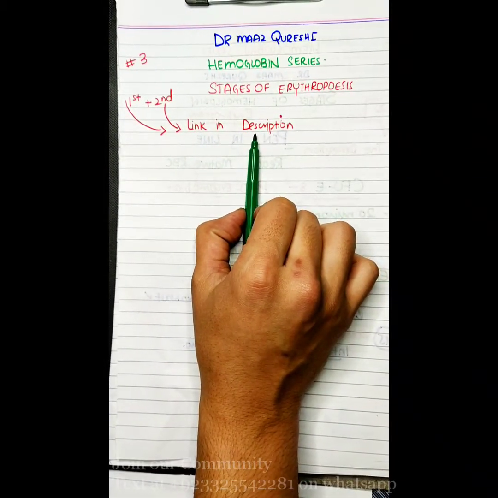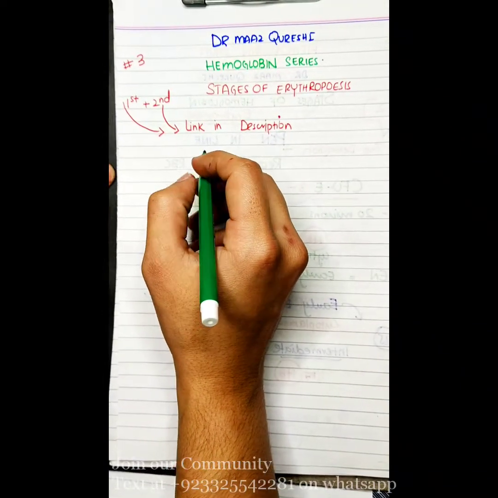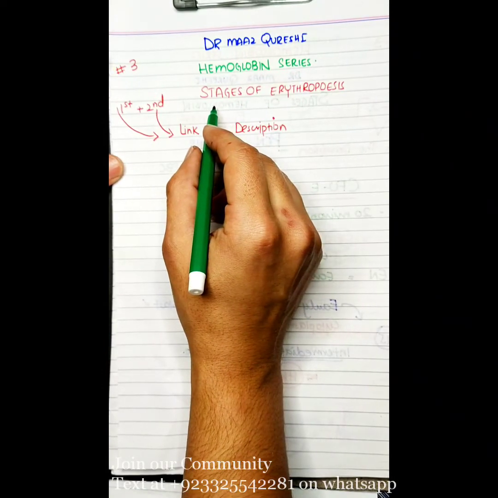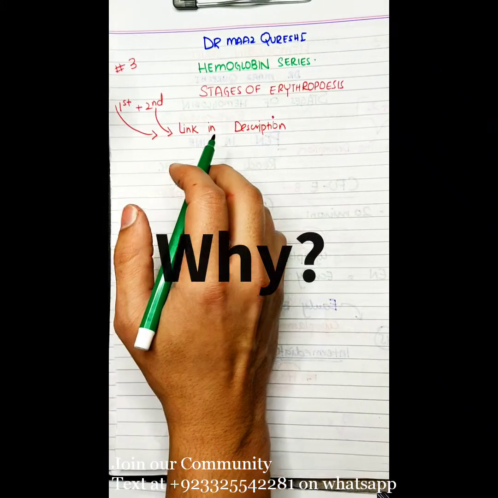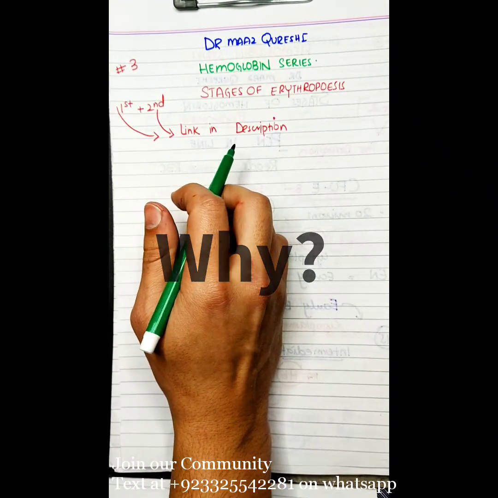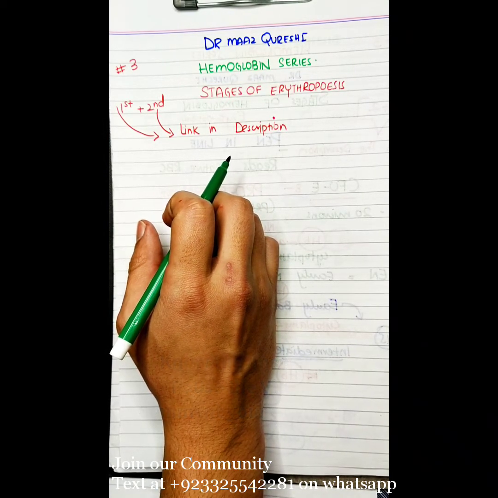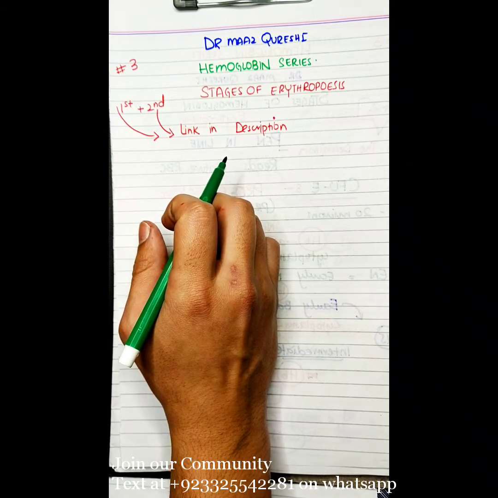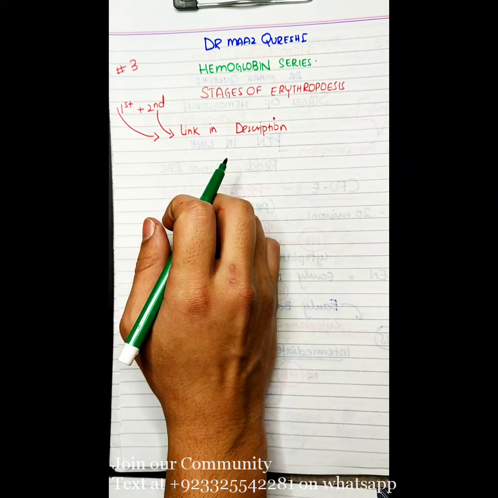You can watch it. So now let's continue our topic, which was what is the stage in which you see the hemoglobin for the first time. Why is polychromasia called so? Or why is reticulocyte called reticulocyte? So stay tuned for all those answers.